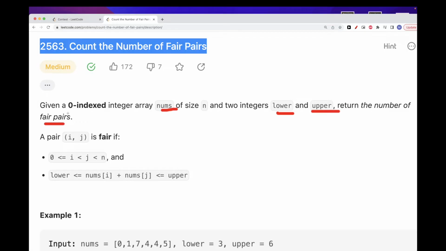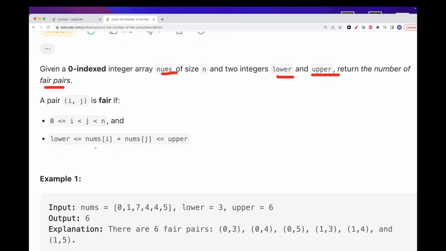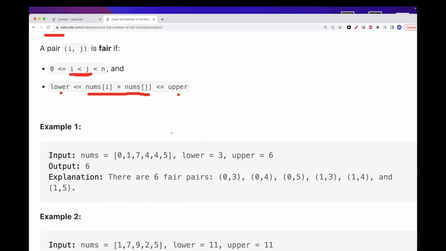By fair pairs here, they mean that the sum of the elements is in the range lower to upper, right? And the indices need to be different, of course, one of them smaller than the other. So for example, here in this array, the pairs that have validated that condition are 0 and 4, because the sum then is 4. 4 is between 3 and 6. And these are the indices, by the way: 0, 1, 2, 3.